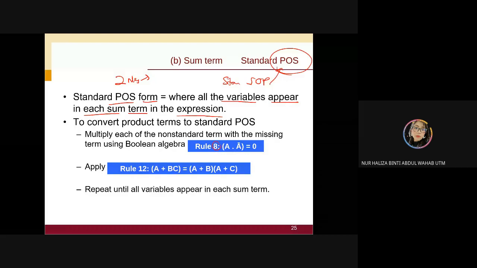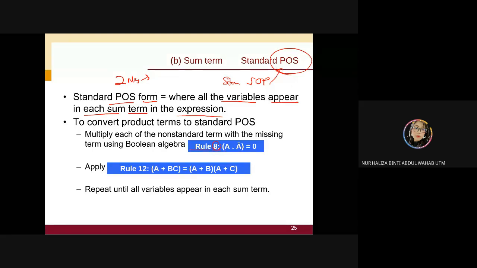One is using the rules number 8, A dot A bar equal to 0. And another one is why you need to get 0, because you are adding, okay? Now it's adding. If you add with 1, your value for any numbers here will be affected. When it affects your value, you're going to change your Boolean expression. That's why you're going to add with 0, which is basically nothing happens. You just add your variables without changing the magnitude value.